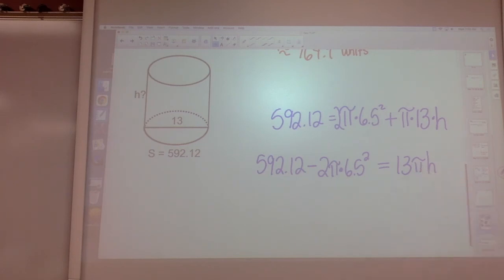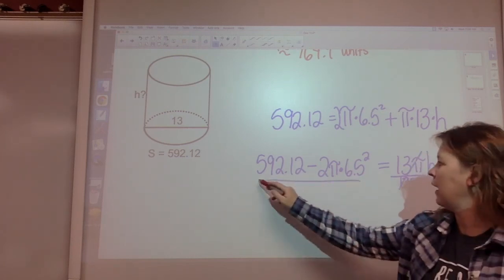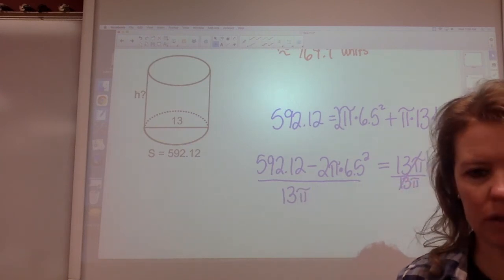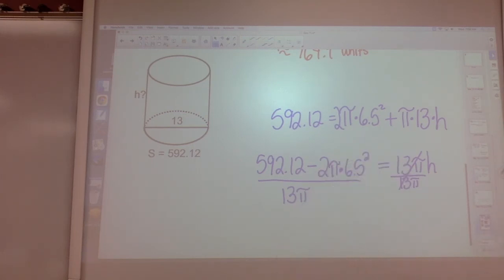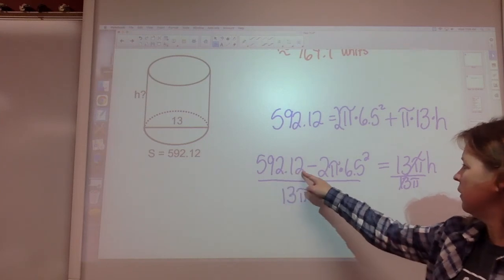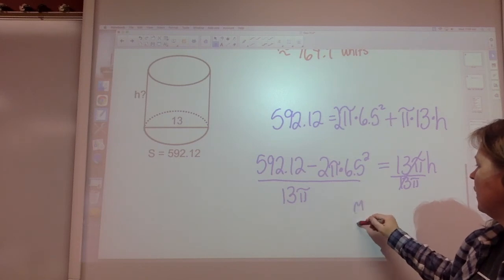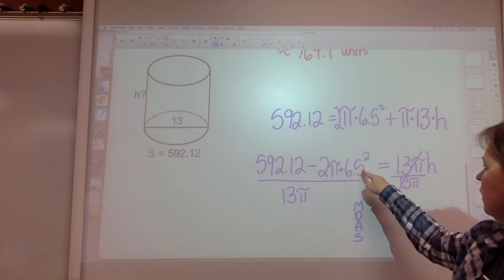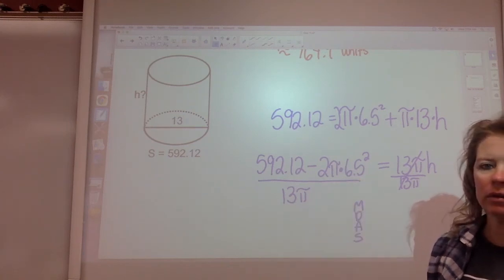And remember, pi is a number, it's not a variable. We want to find h, which means we have to divide by 13 pi. But there's a catch, and that is order of operations. Your calculator knows order of operations all too well. It knows that it has to do multiply and divide before it does adding and subtracting. So if you type it in like this, it's going to take this number, divide it by 13, multiply that times pi, and then when it's all done, it's going to subtract.